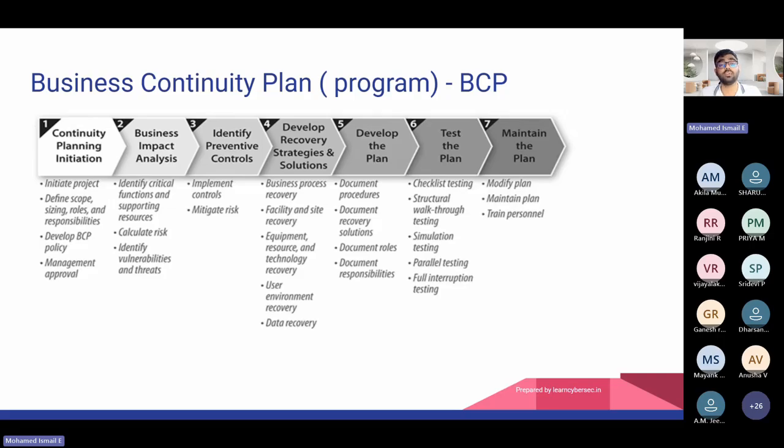After a flood, what is the user communication? Who will inform the users to come back to the office after the weather has settled and there are no rains, the water has drained and the business has recovered, the user locations are safe and clean, and users can come back and work? That falls under user environment recovery.